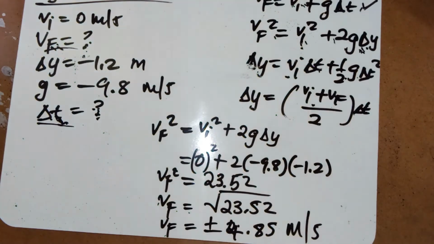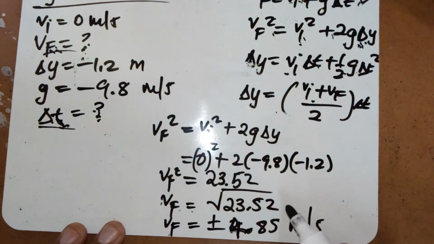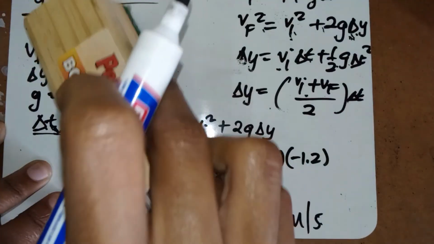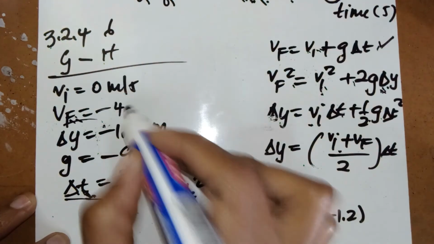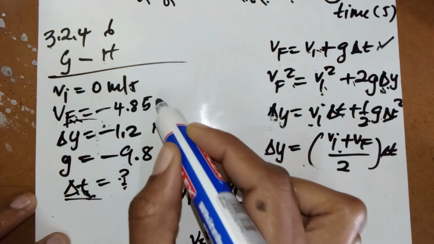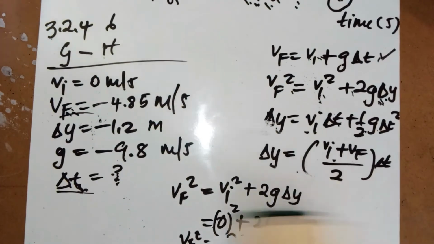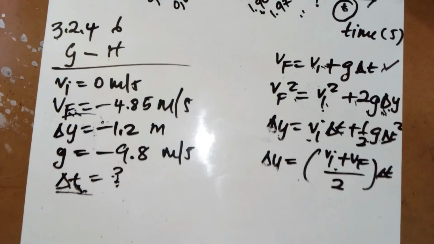So our speed there is going to be 4.85 meters per second. And because the ball is moving down, let me just write this. Here is going to be a negative of 4.85 meters per second. So this is the velocity that the ball hit the floor with here, but we're actually looking for the change in time.